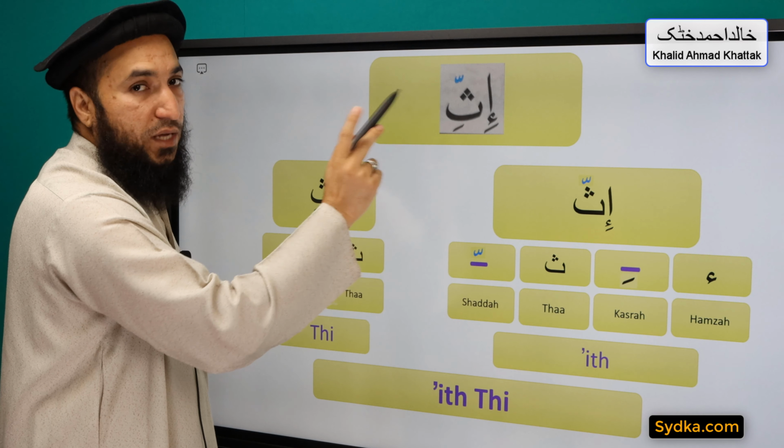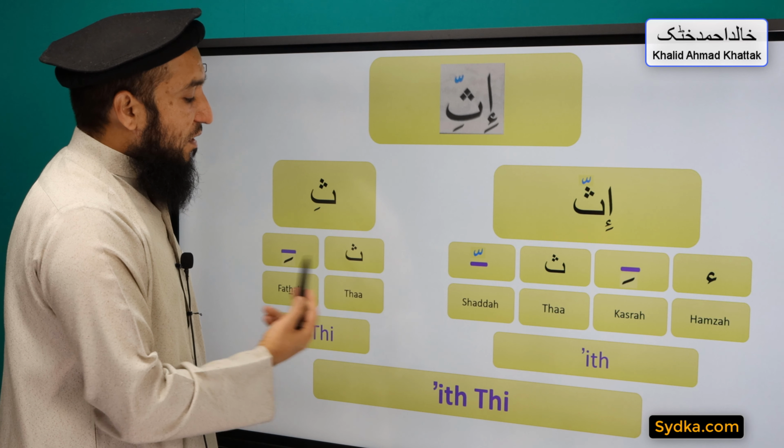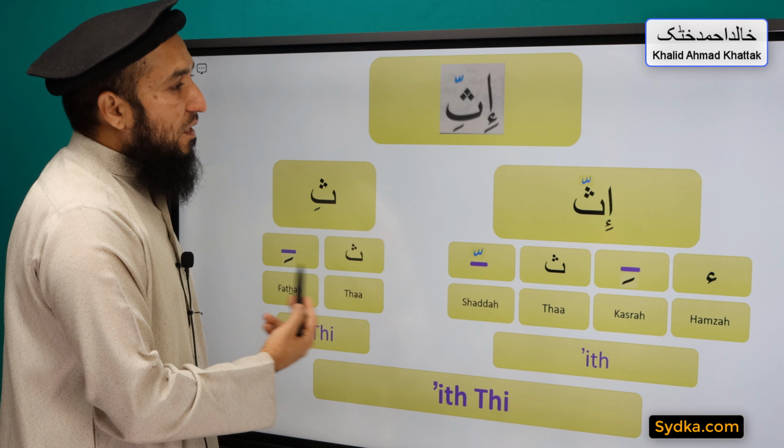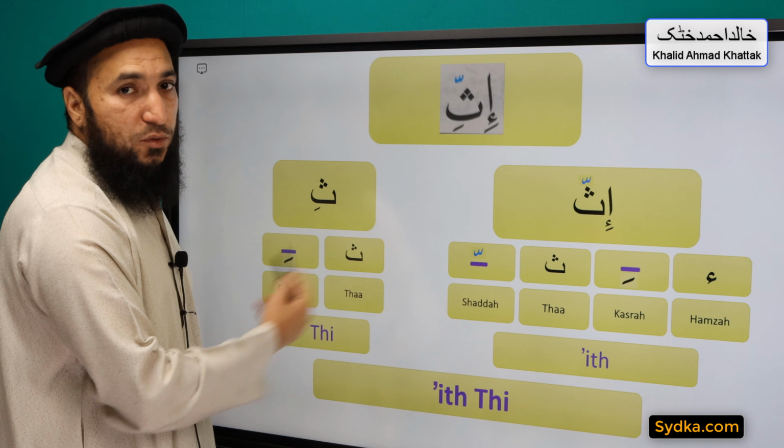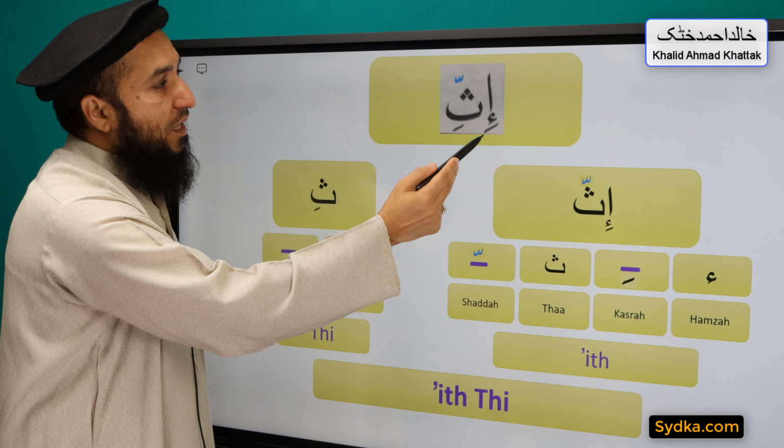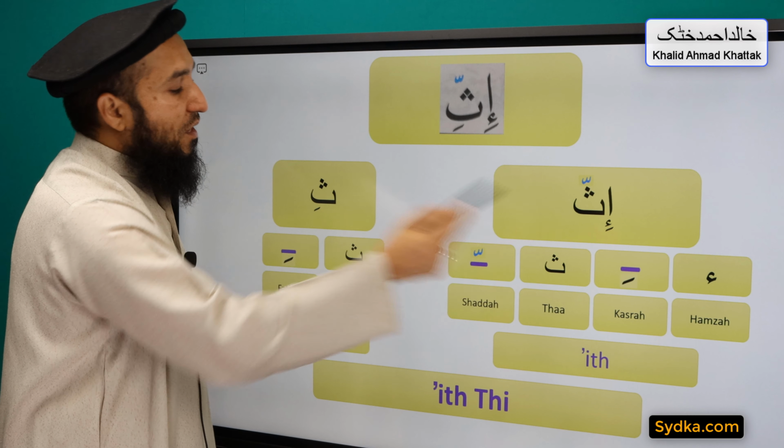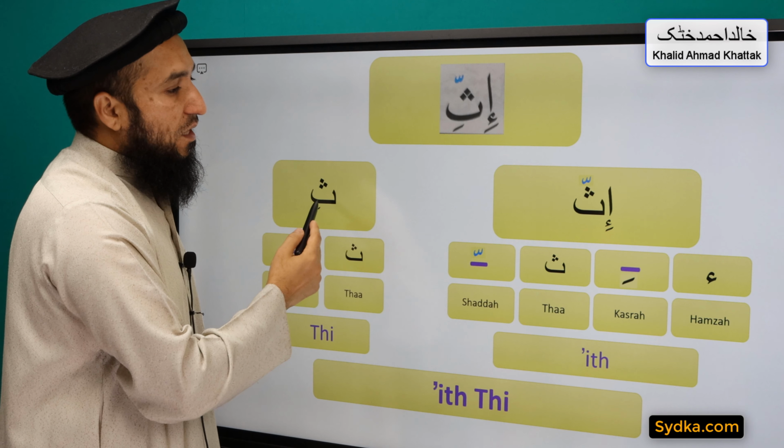Tha, kasra, thi. Combining both syllables together we have ithi, ithi, ithi.